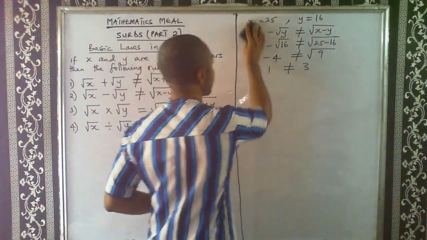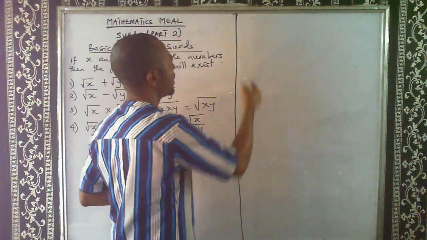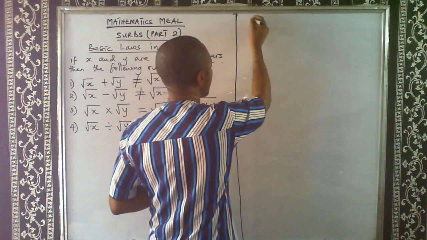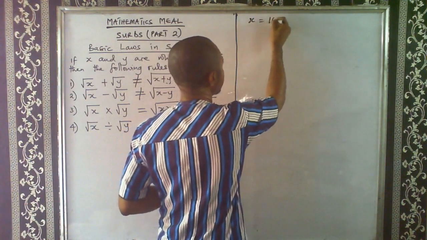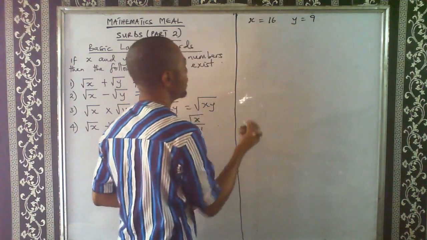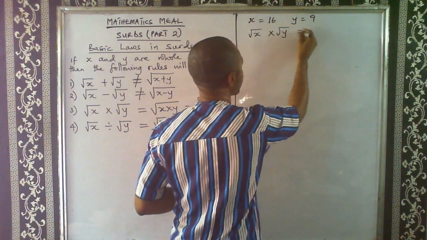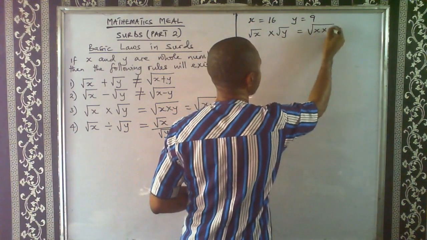First, multiplication. Let's see whether it's possible. Let's use the former number, the first set of numbers we used. X is 16 and y is 9. So let's see. Square root of x times square root of y, we say, is the same as square root of x times y.